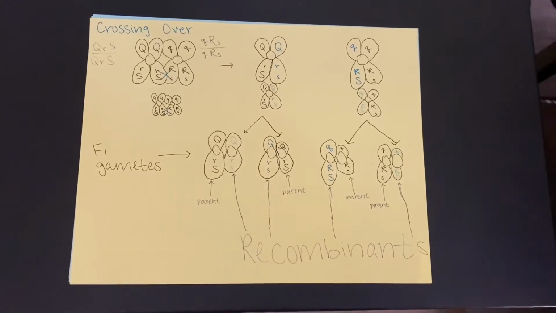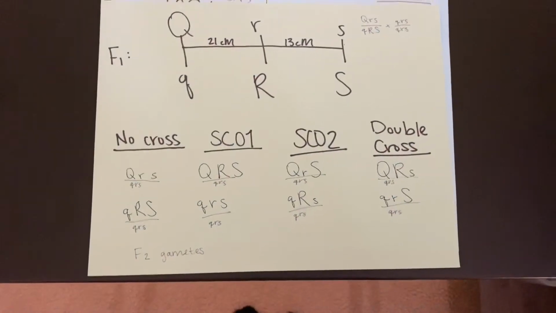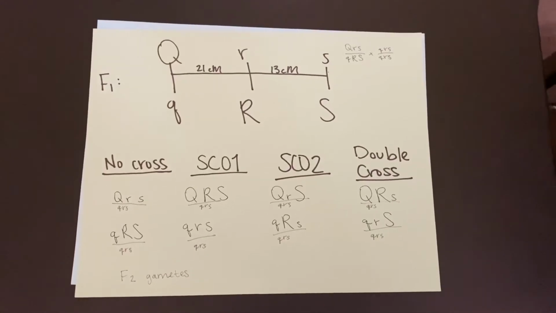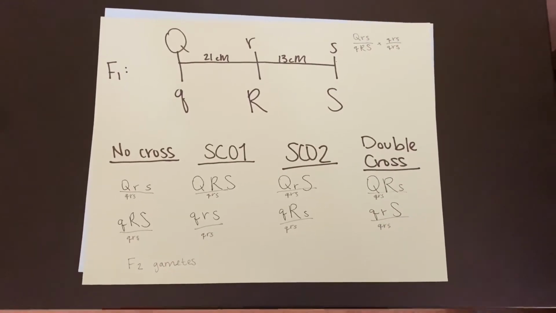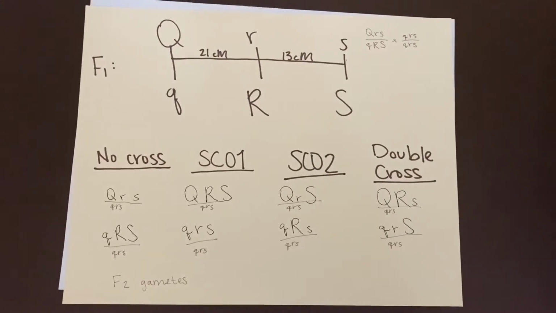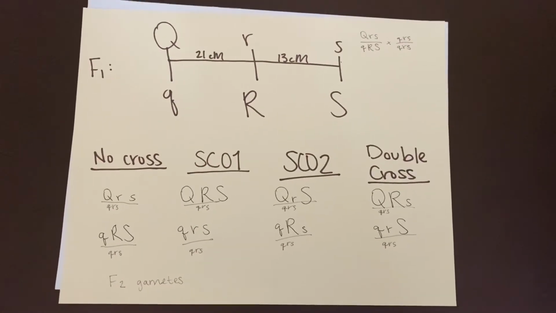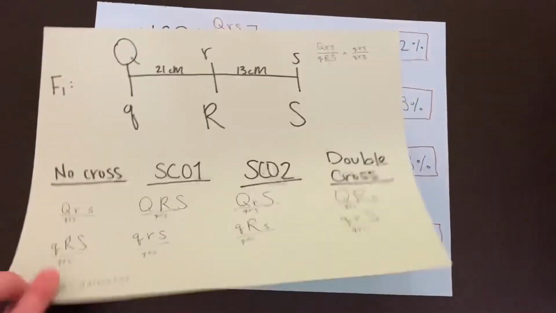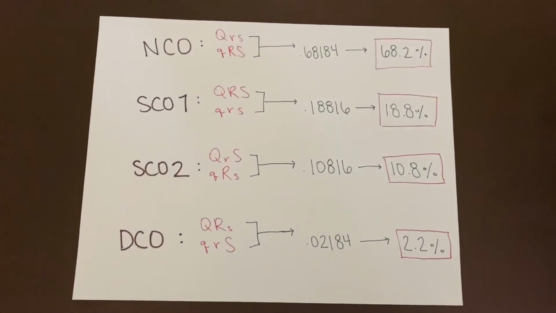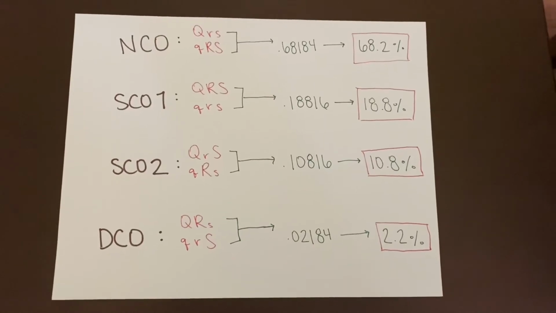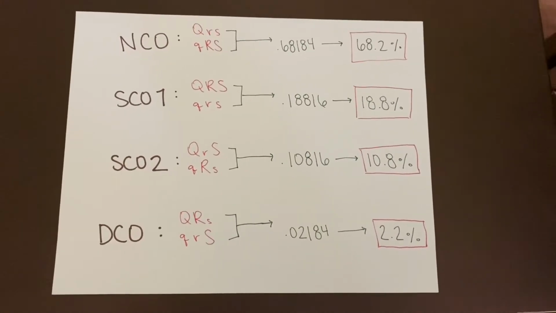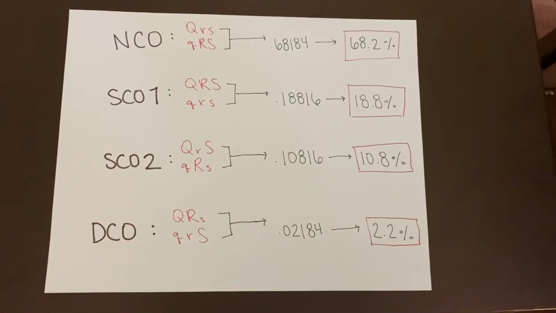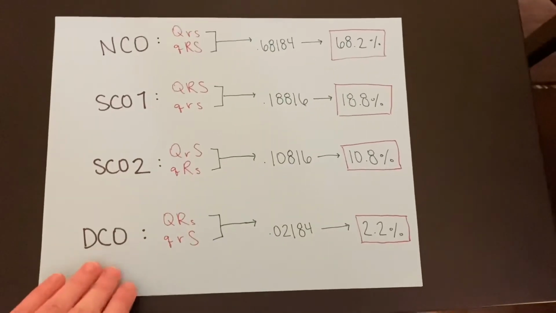Let's say we do a test cross of the heterozygous cheetah with a homozygous recessive cheetah. There could be no cross, a single cross between loci 1 and 2, a single cross between loci 2 and 3, or a double crossover. These gametes would result. Technically, those are the second generation gametes, but the phenotype of those gametes tells you what the F1 gamete genotypes were. 68.2% of offspring had no crossover. 18.8% had a single crossover between loci 1 and 2. 10.8% had a crossover between loci 2 and 3, and 2.2% had a double cross.